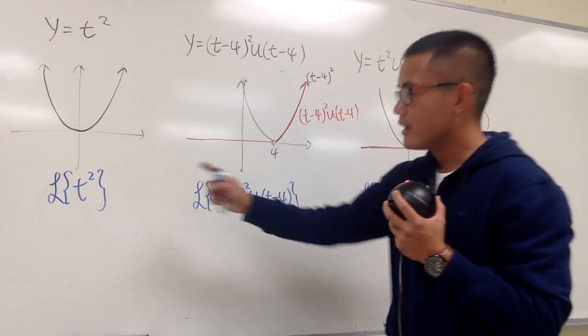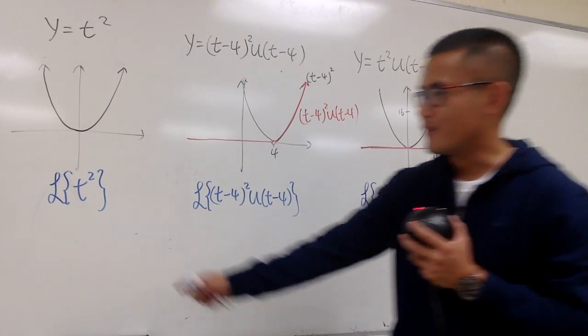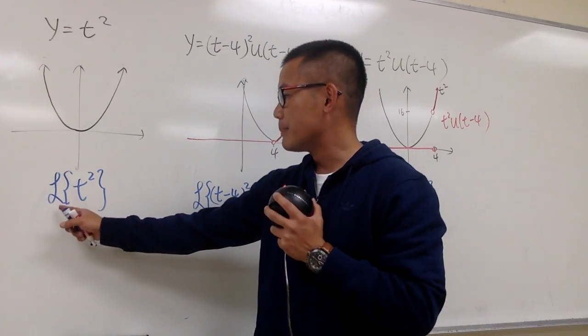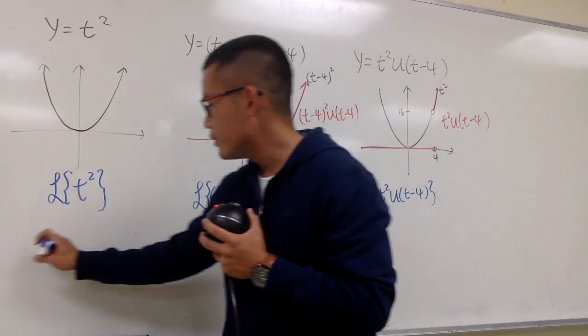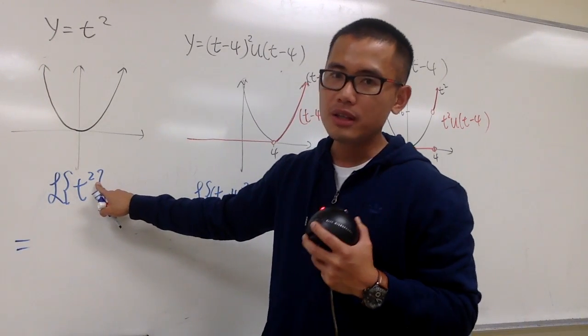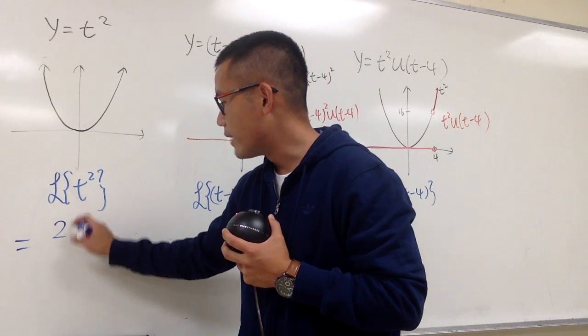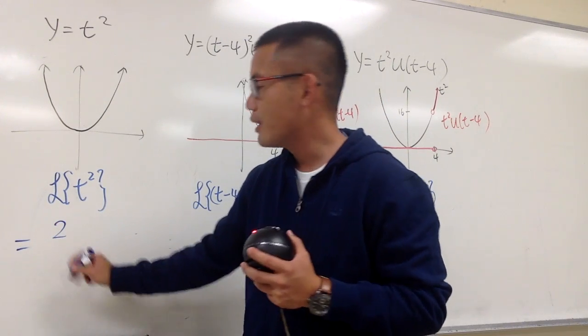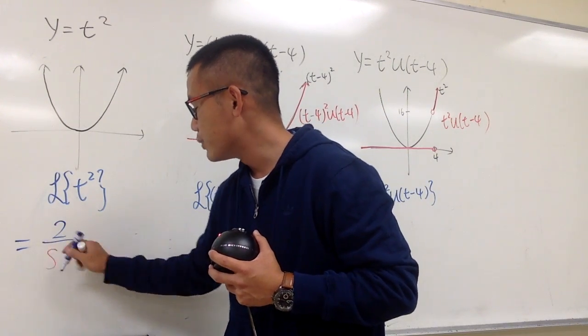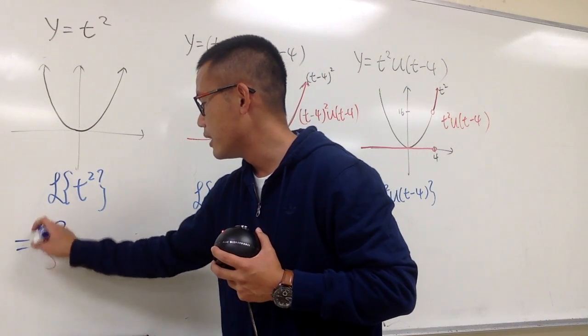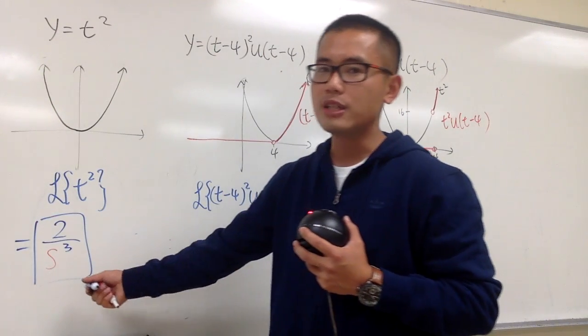Okay, now we'll figure out these three Laplace transforms. Of course, this will be the easiest one, right? The Laplace transform of t squared. And you know that the n value here is positive 2. So the Laplace transform of this is going to be 2 factorial, which is the same as 2, over s to the 2 plus 1 power, which is 3. And this is it, 2 over s to the third power.